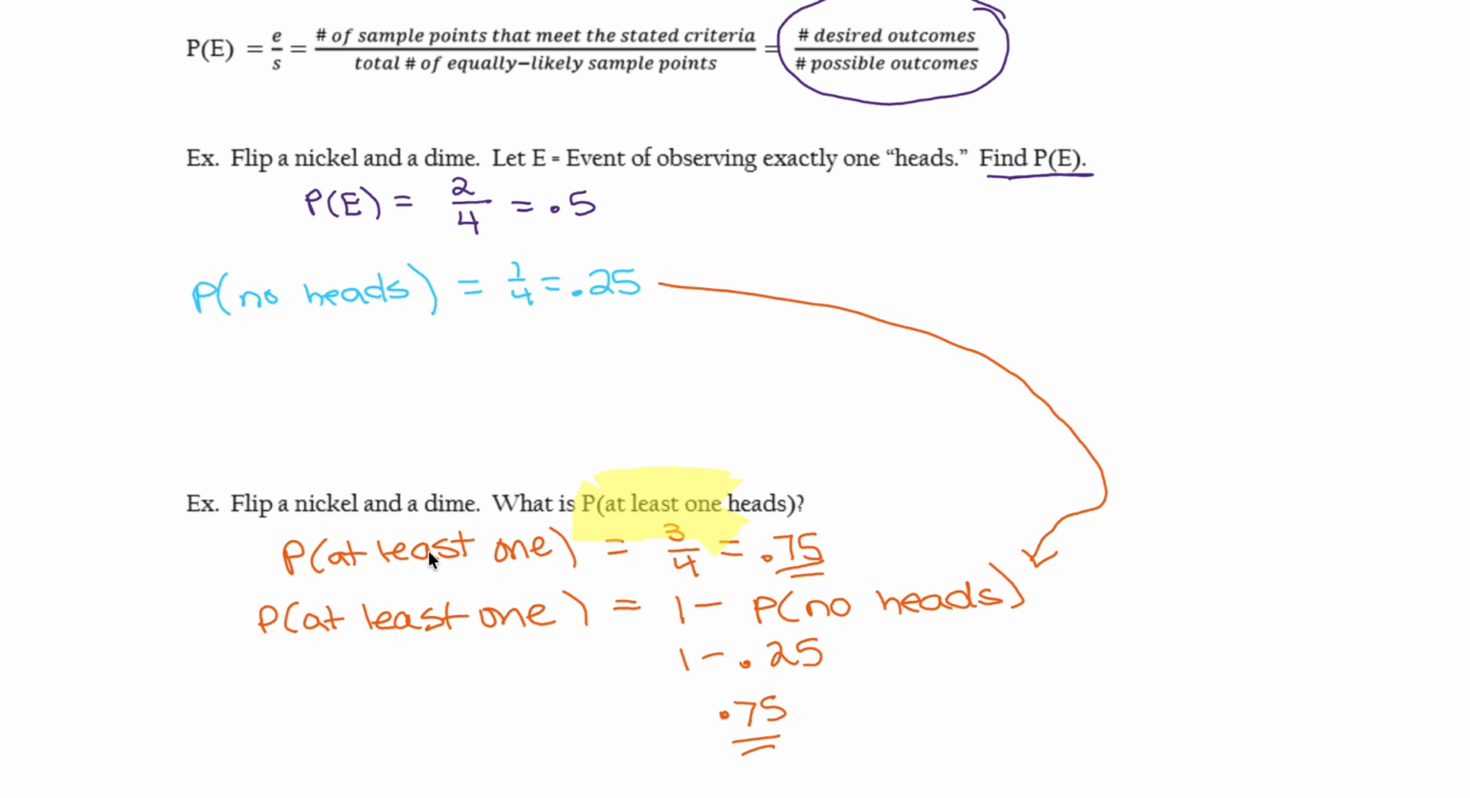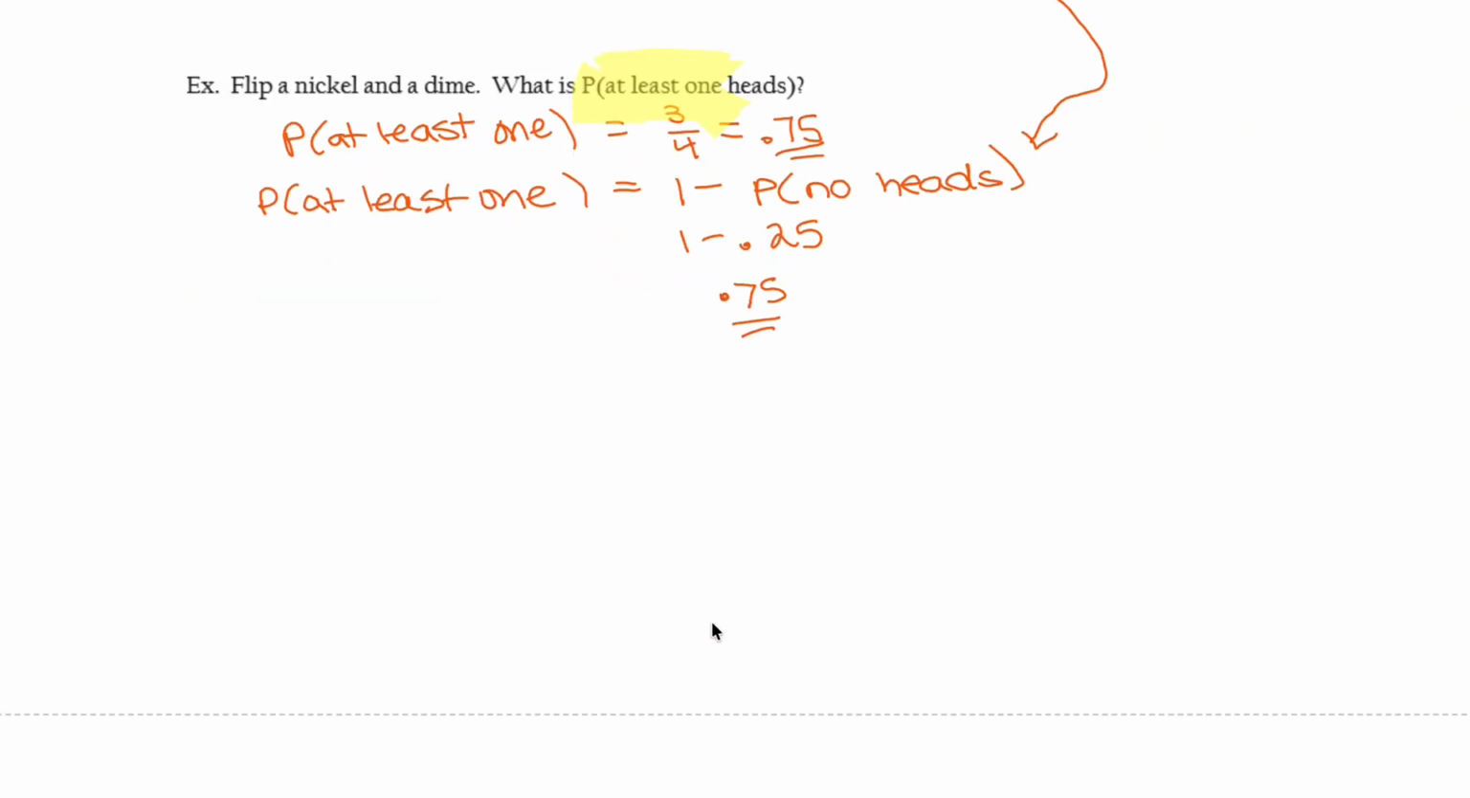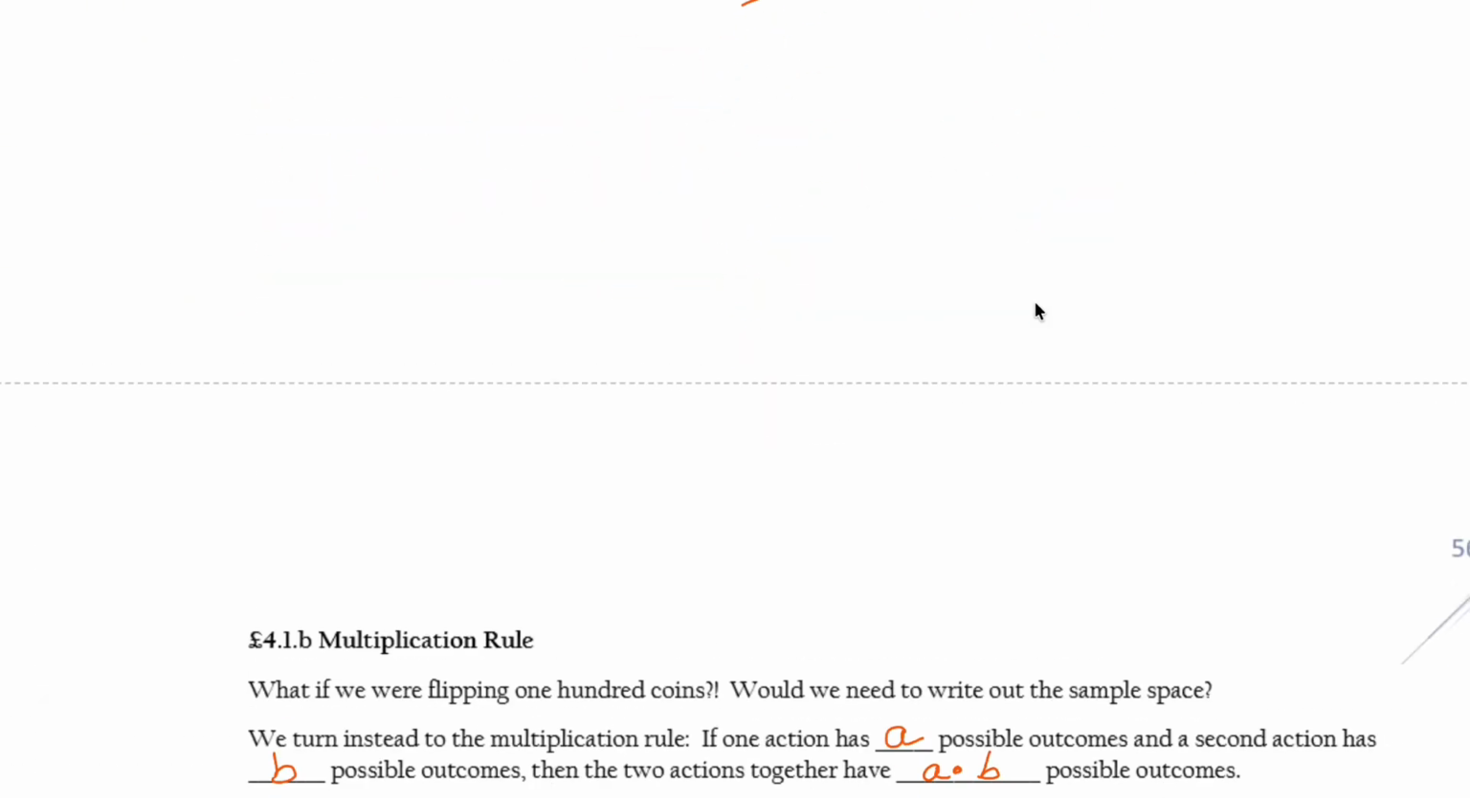What about the probability of getting at least one head? There's another way to do it, which is using the probability of getting no heads, using 1 minus that quantity, you will get 1 minus 1 over 4. Same thing as 1 minus 0.25, you'll get 0.75. So there's 2 ways to approach this.